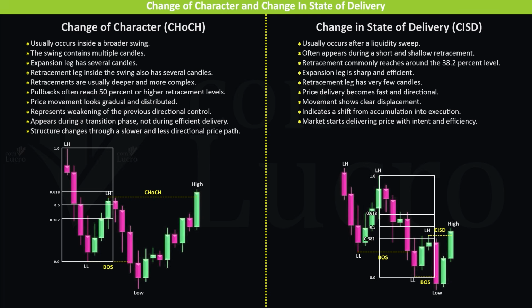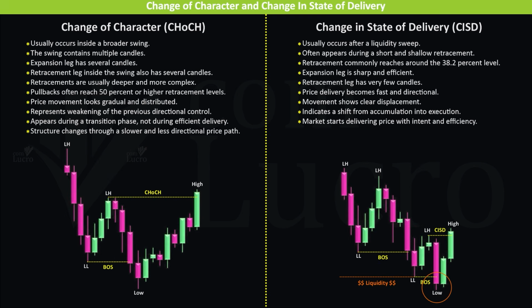The key role of the change of character is structure, not speed. It highlights that the prior directional bias is no longer dominant. A change in state of delivery focuses on how price is delivered rather than on structure itself.